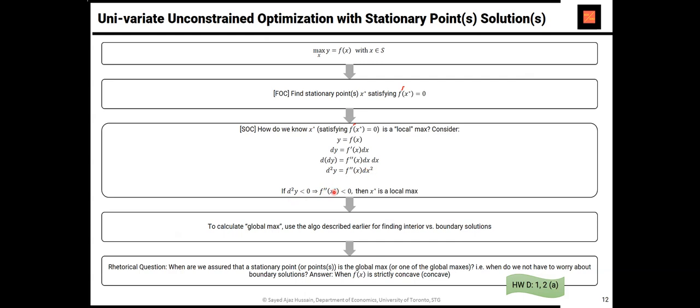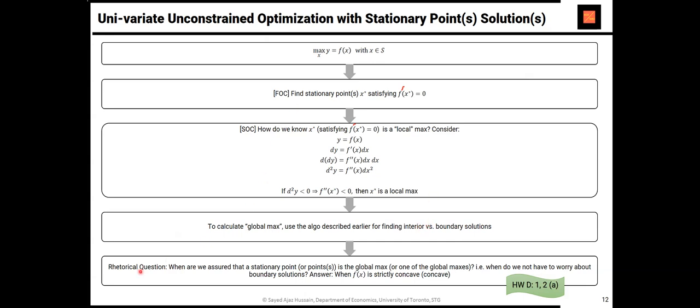So if the second derivative at x star, what's x star? The place where the slope is zero, a stationary point. If the second derivative at the stationary point is negative, you know that you have a local max. And of course, you realize this could be only a local max, not the global max. So you worry about whether the solution is at the interior or boundary, and of course, you can use the algorithm we showed you on the previous slide to see whether it's a boundary solution or interior solution.